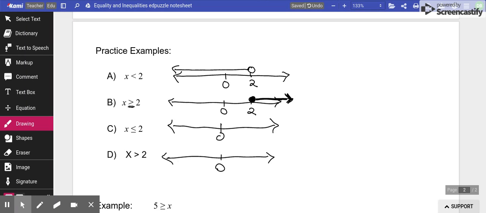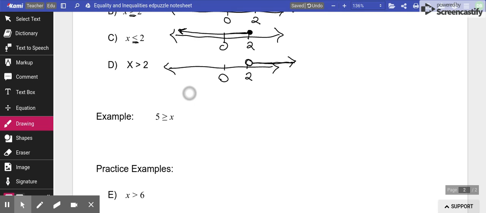C, x is less than or equal to 2. So because of this equal to, closed circle, x is less than. I know 0 is less than 2, so I'm going to shade in the less than direction. Finally, D, x is greater than 2. Come over to 2. Because there is no equal sign, I'm going to put an open circle. And I need the x values that are greater, so I'm going to shade in the greater direction.